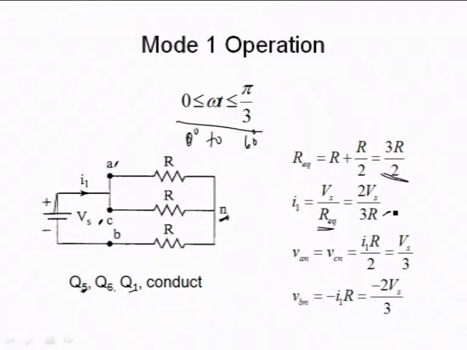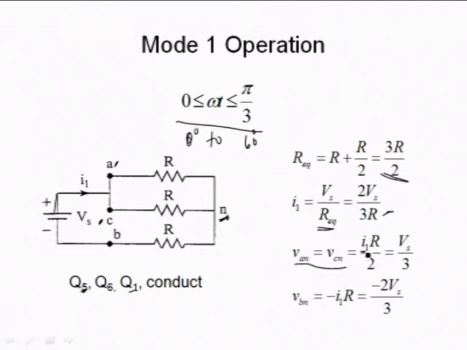Now, the voltage VAN is equal to VCN, these are in parallel. Now, this is important, the voltage VAN is equal to VCN. These voltages are equal, and that is I1 for the current.